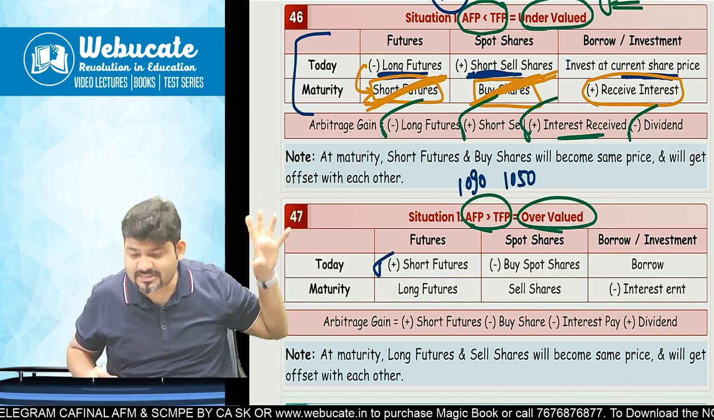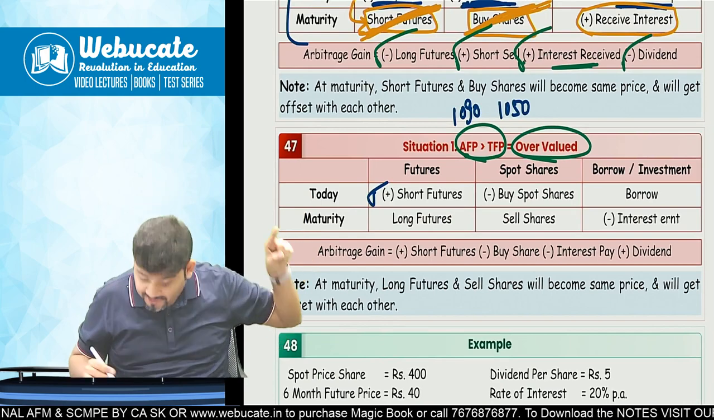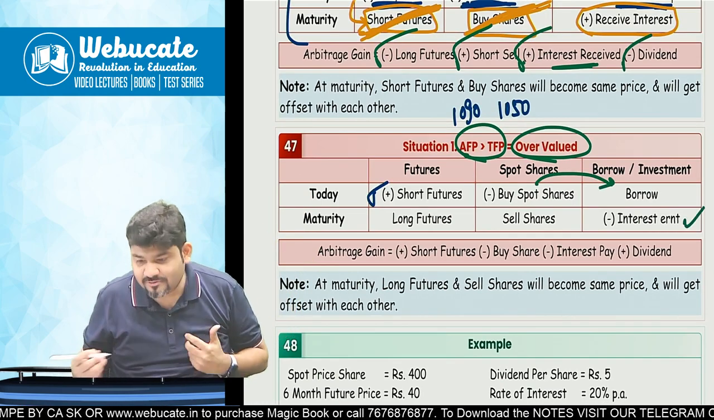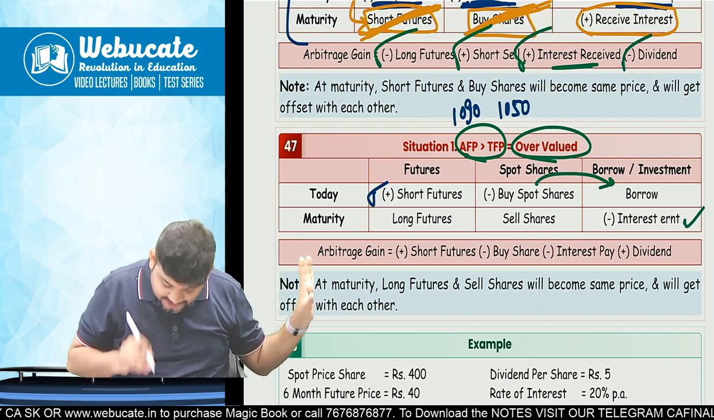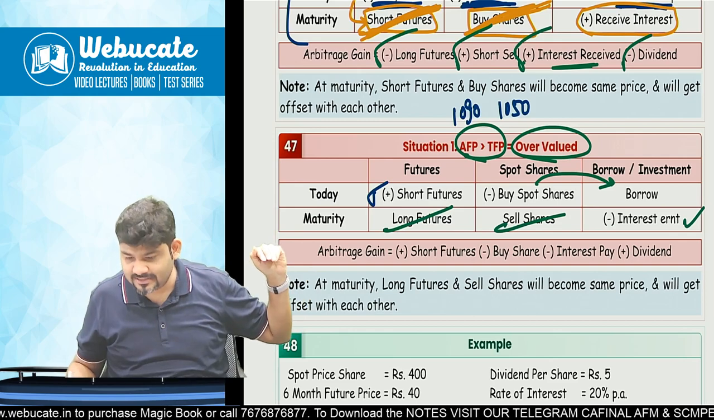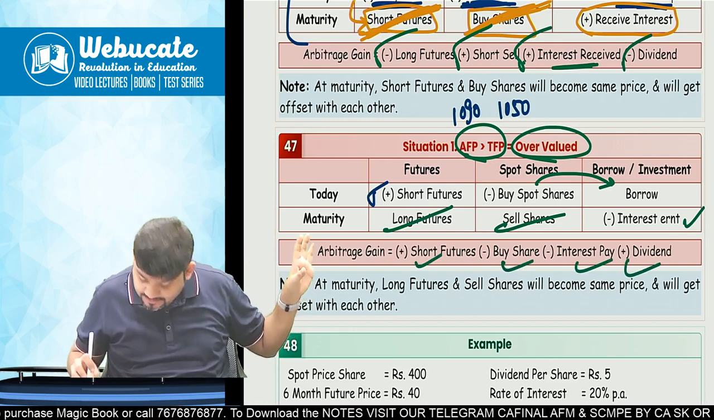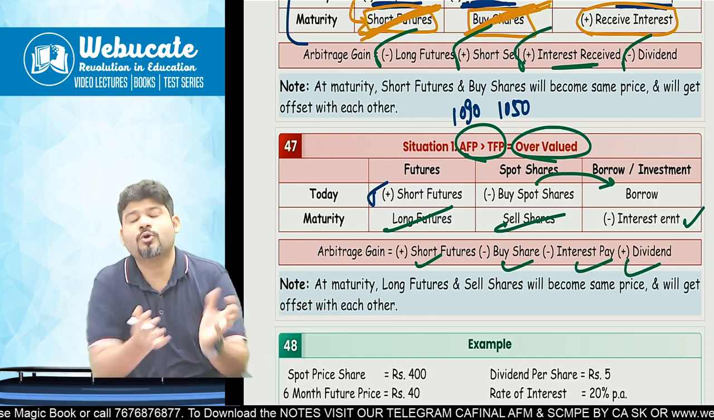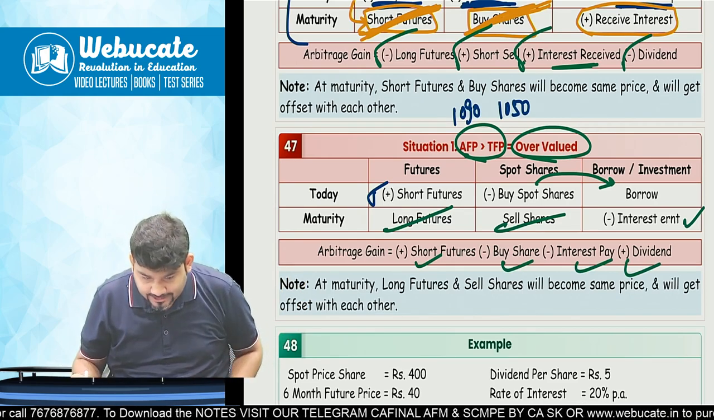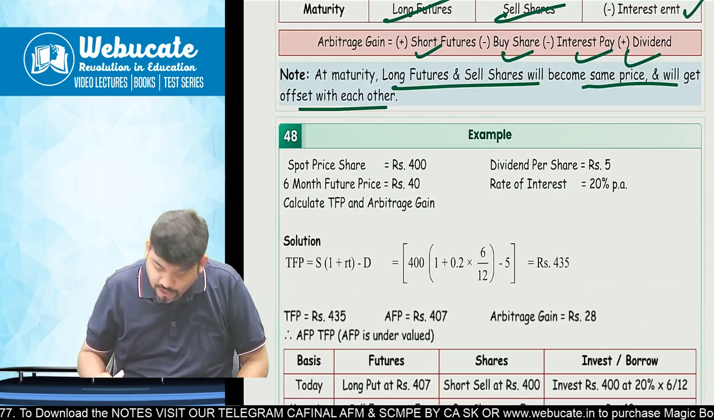And in the opposite situation, if you have short futures, you will buy shares. How will you buy shares? By borrowing. If you have borrowed, you will have to pay interest. Then at maturity, long futures and sell shares will get offset because it's going to be the same price. Arbitrage gain will be short futures, buy spot shares, interest pay, and dividend is what you are going to receive.